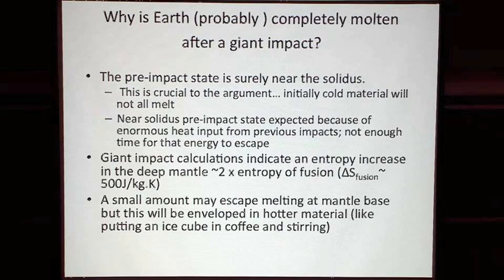My argument is that the pre-impact state of the Earth is surely near the solidus. Why? The pre-impact state, that is the state of the Earth before the giant impact, has suffered many previous impacts. And that energy was deposited at depth. And to be sure, if it's completely molten at some earlier stage, it can cool off and partly crystallize. And I will talk a little bit more about that in due course.